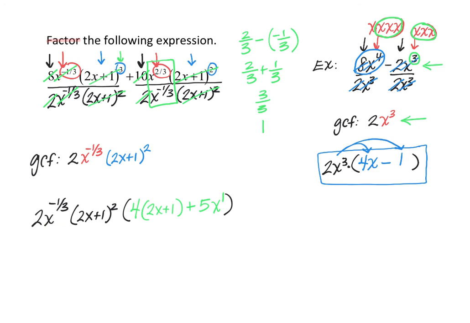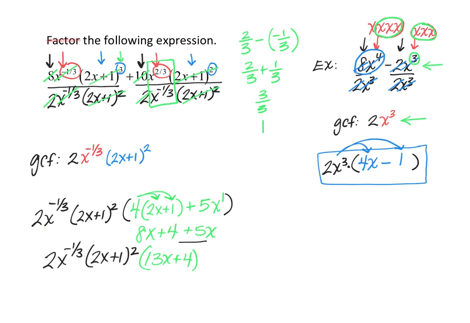So this would be our factored form. I always would recommend that you go ahead and simplify what you have, what I have written here in green. So I'll go ahead and distribute and combine like terms. So that would be 8x plus 4, and then we have plus 5x, and that would give us 13x plus 4. So my final factored form will be 2x to the negative 1/3 power times the quantity 2x plus 1 squared times the quantity 13x plus 4.